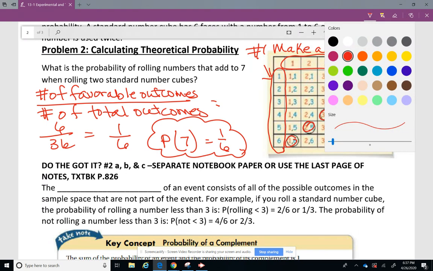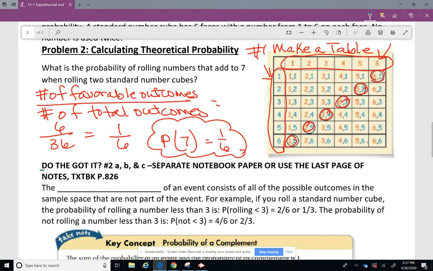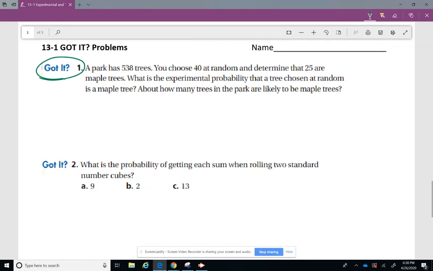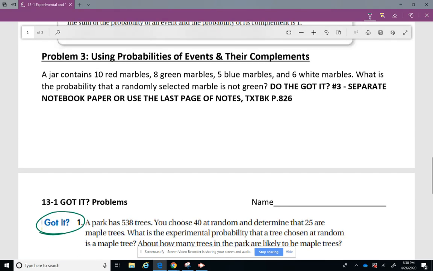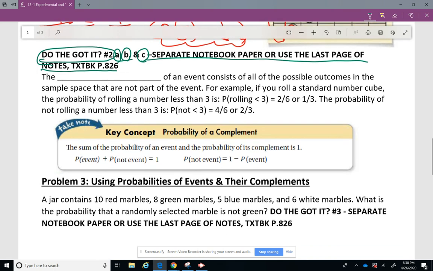All right, and then down here it says, do got it problem number 2. Do A, B, and C on separate notebook paper or use the last page of notes. This is on textbook page 826. So here's the got it problem number 2 that you could go do now. Okay, you're going to do A, B, and C. All right, I'm going to go to the third problem.